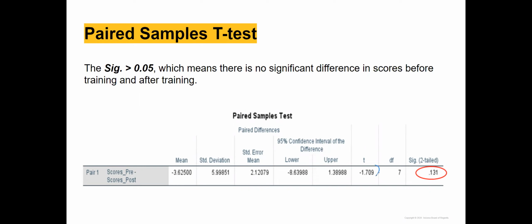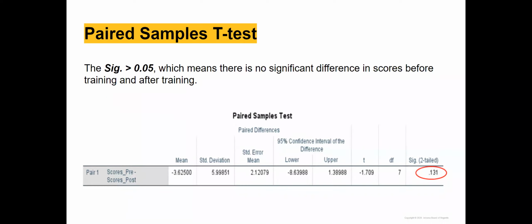This is the t-value, and this is the significance value. If the significance is greater than 0.05, we fail to reject the null hypothesis, which means there is no significant difference in scores before training and after training. That means the pre and post scores have no significant difference. The training did not change much in the score. So this is how you do different t-tests.